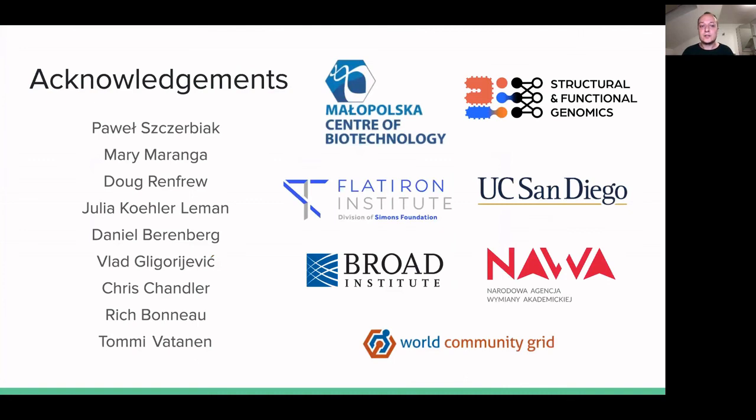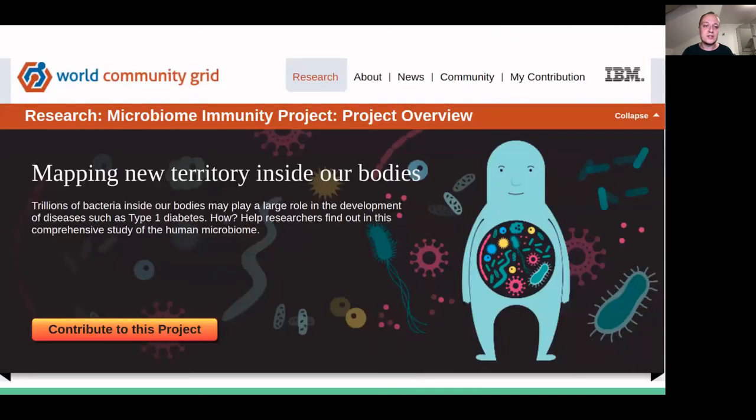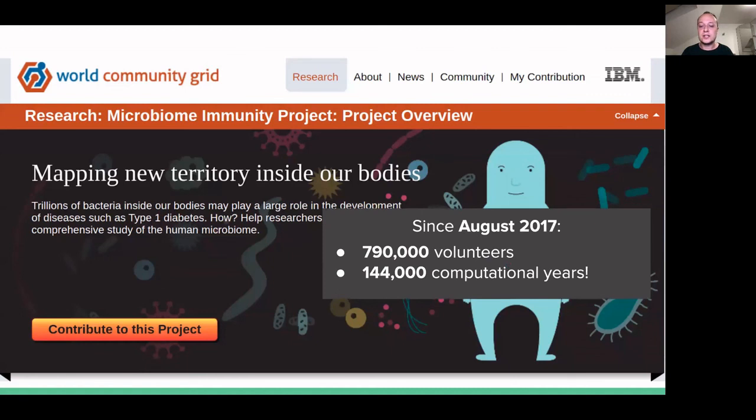Obviously, such a large project requires a lot of people involved. This is us from the Małopolska Center for Biotechnology, and our collaborators are from the Flatiron Institute in New York, the University of California, San Diego, and the Broad Institute. This is our team: us in Krakow, me, Pawel, and Mary; Tommy Vatanen from the University of Auckland in New Zealand; and Rich Bonneau's group from the Flatiron Institute in New York. All of those computations have been made possible thanks to the IBM World Community Grid, and we're very thankful to all the volunteers for their massive computational contributions to the project.